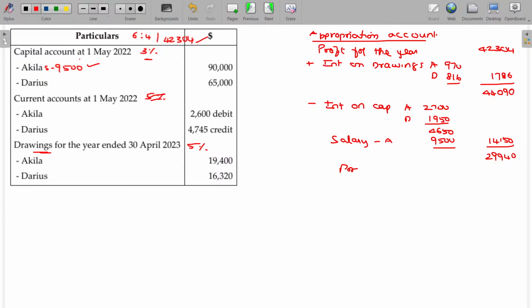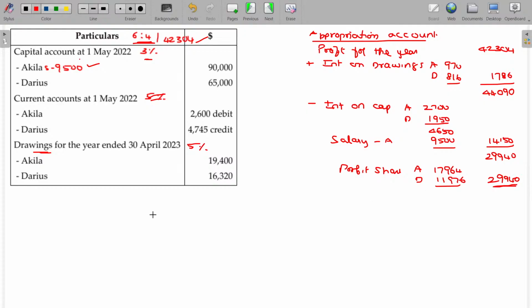So profit share for Aquila and Darius, 6:4, 60%, 40%. So Aquila will get 17,964 and Darius will get 11,976. The overall value being 29,940.